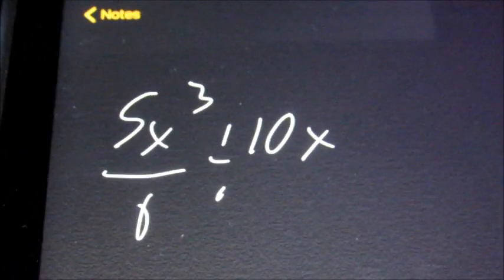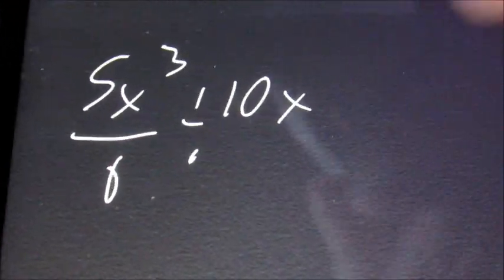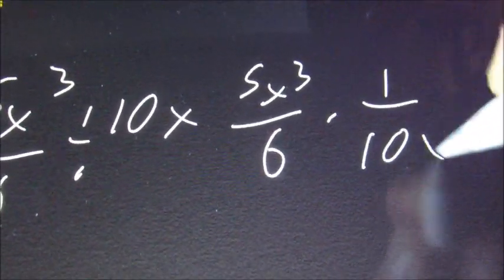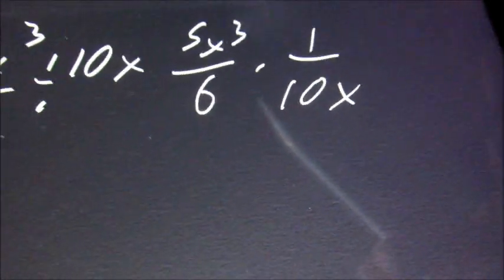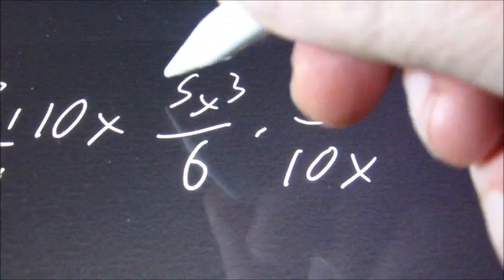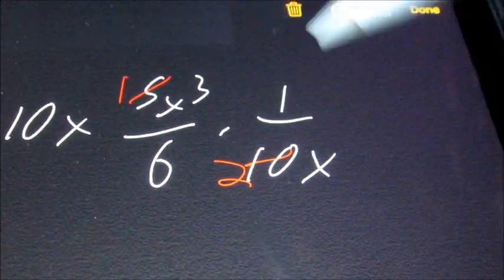Okay, so next, let's do ones that have some variables also. Say we have 5x to the 3 over 6 divided by 10x. So we need to flip this. It'll be 1 over 10x. So we're going to have 5x to the 3 over 6 times 1 over 10x. And now I'm going to simplify the numbers first. So 5 and 10 are both divisible by 5. So this will become a 1. This will become a 2.